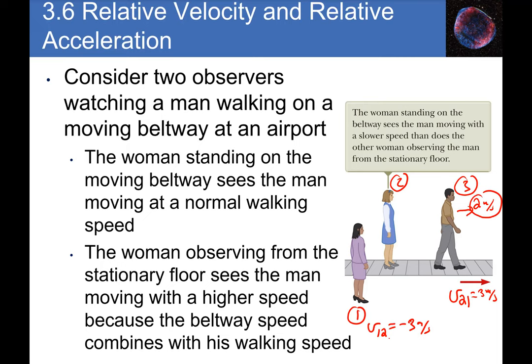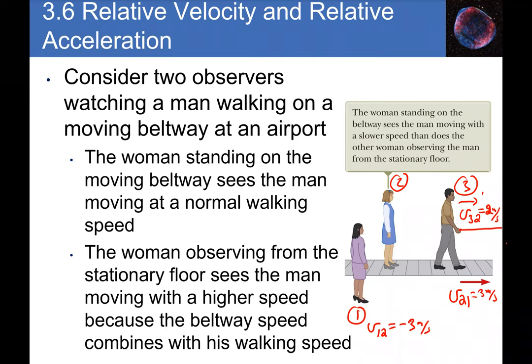All right, so when I say that person three is walking at 2 meters per second, what am I referencing that with respect to? So let's do this then. I can say this is the velocity of 3 relative to 2, 2 meters per second. That means relative to the person who's also on the beltway, person three is moving at 2 meters per second. That's why it's velocity of 3 relative to 2.